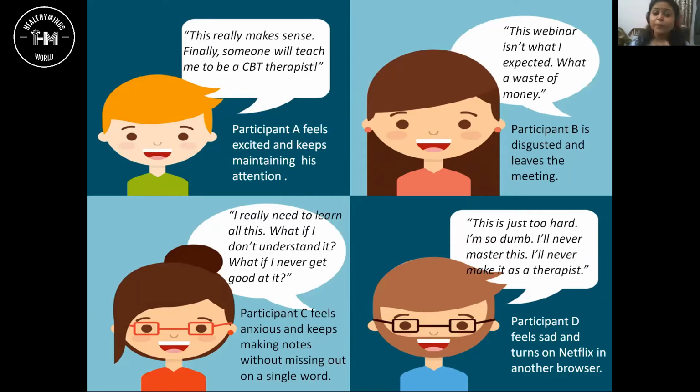Then we come to participant C. What is participant C feeling? Feeling anxious. She's feeling anxious and she keeps making notes. She doesn't want to miss out on any of the points, so she's writing down everything. Probably if the speaker cracks a joke, she might note down the joke as well. Why? Because she's feeling anxious. She wants to note down every possible word that I'm saying here. So she's going to write down everything.